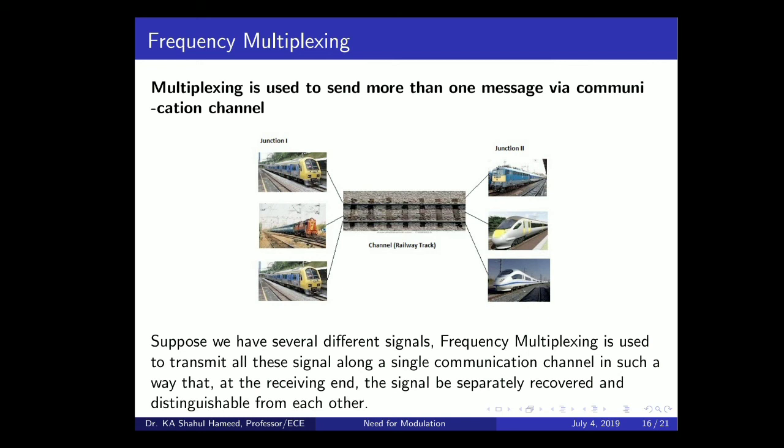Here, we have several different signals. Frequency multiplexing is used to transmit all these signals along a single communication channel in such a way that at the receiving end, the signals can be separately recovered and distinguished from each other.